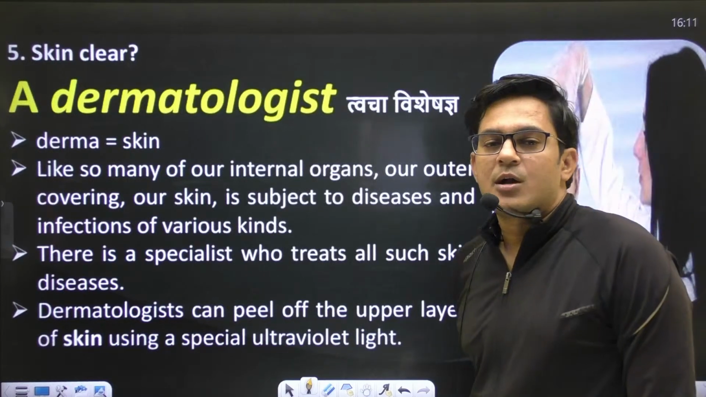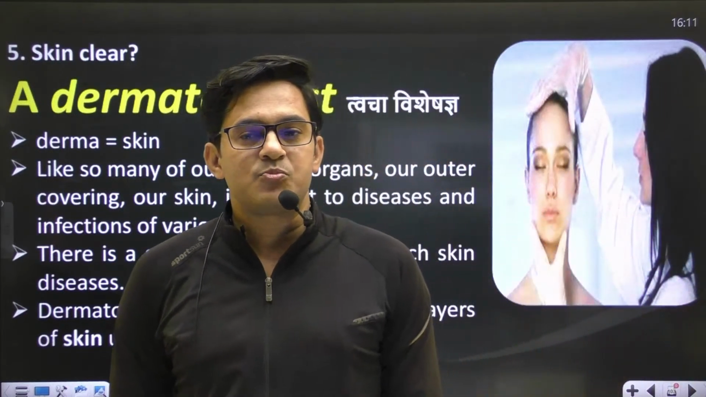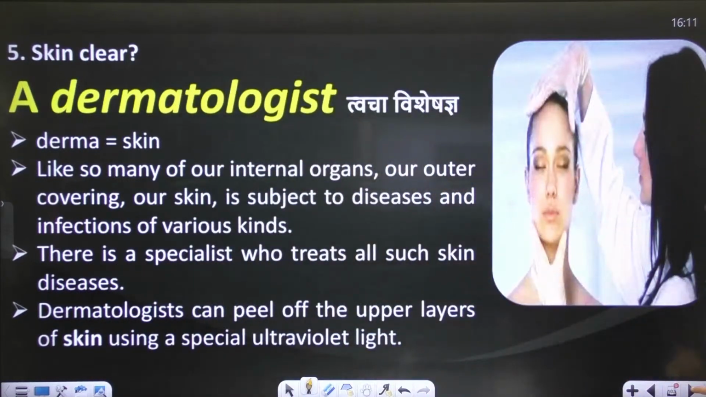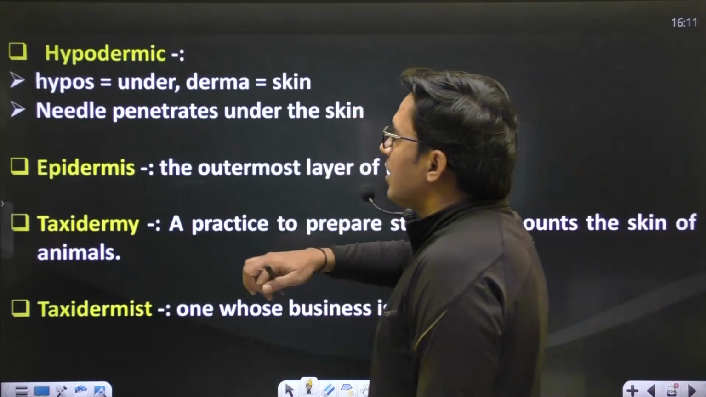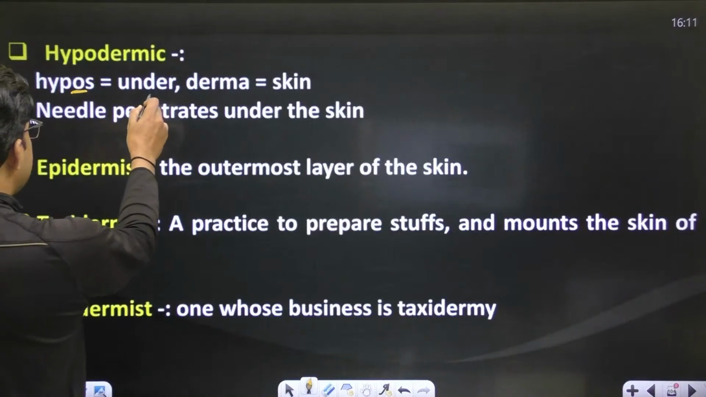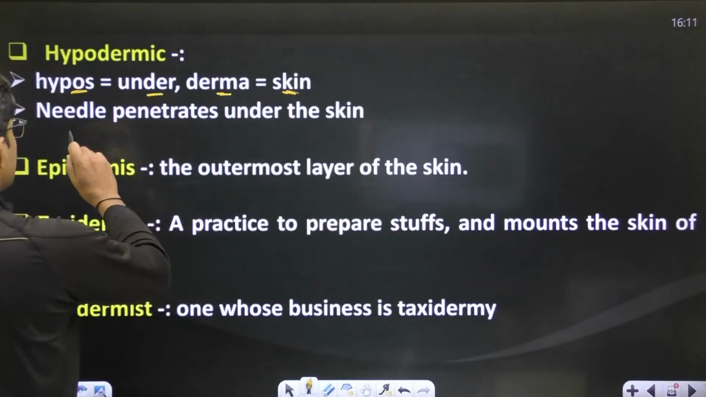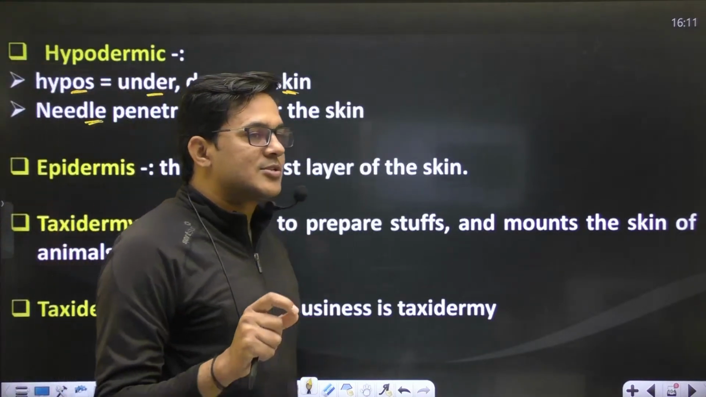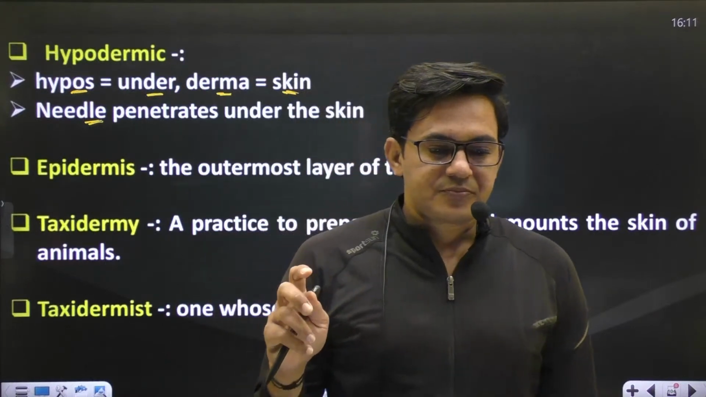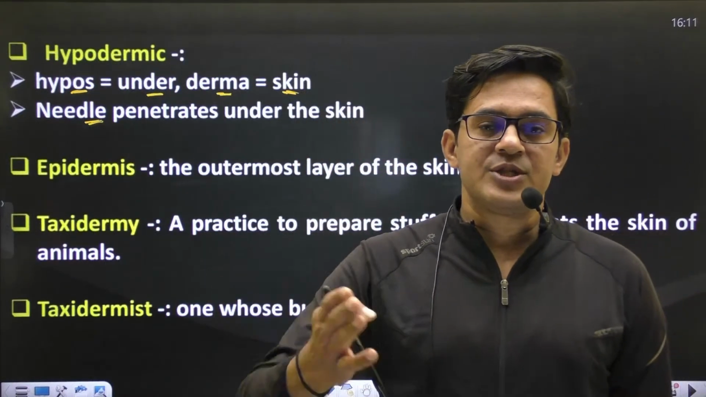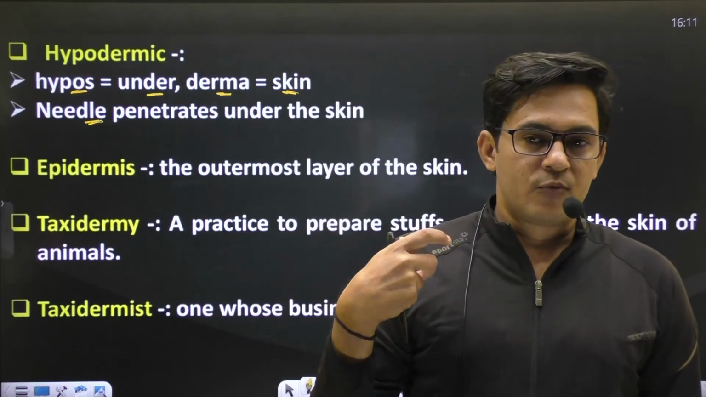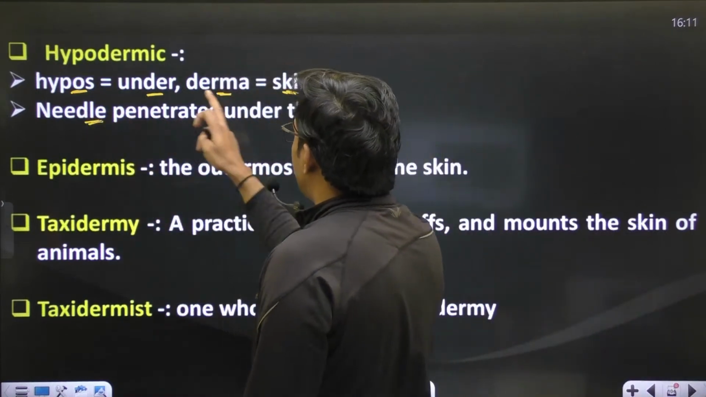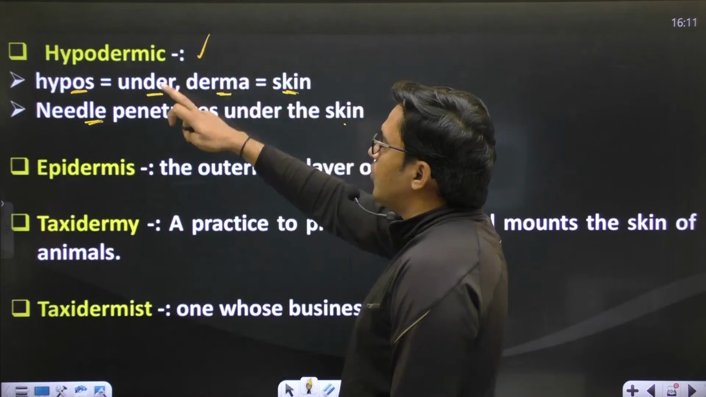You know very well, a dermatologist is a person who is a specialist in skin disorders, skin diseases. Many words, like hypodermic. Hypo, you can say under, derm, skin. So whenever a doctor penetrates a needle under the skin, that process is called what? Hypodermic. Many doctors, to inject drugs or medicine, normally just penetrate a needle under the skin. That particular process is called what?